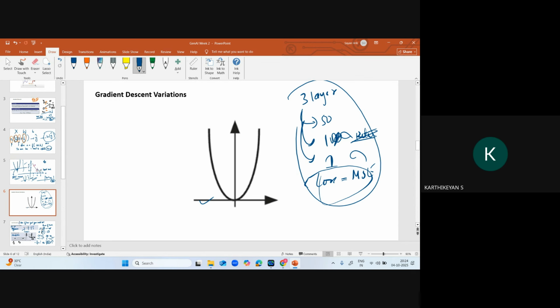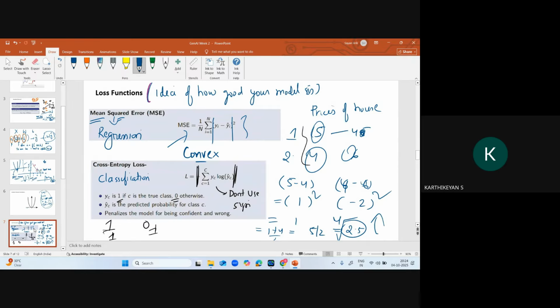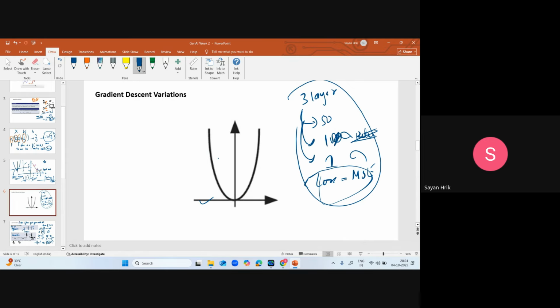MSE, mean squared error, itself is a convex function. That's why it has been chosen from the other functions, because it is a convex function. Because MSE is a squared function, like x square. And what is x square? A parabola, like this. And this parabola is always convex. So similarly, when you plot the MSE, it's also always convex.